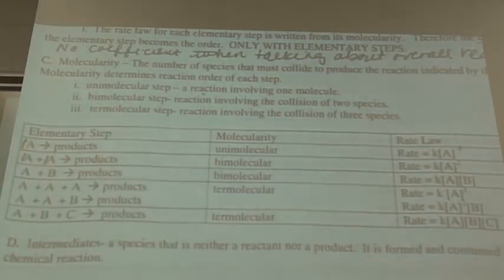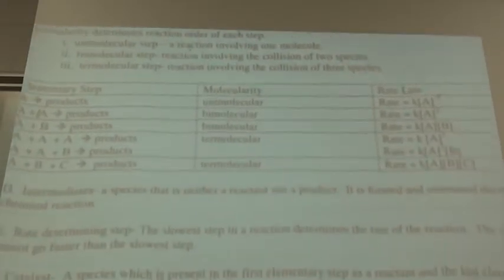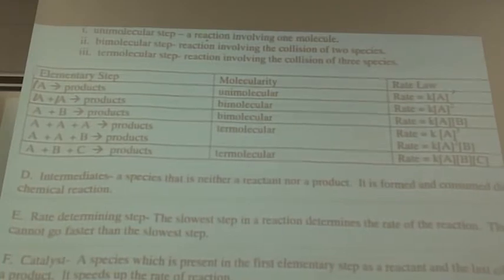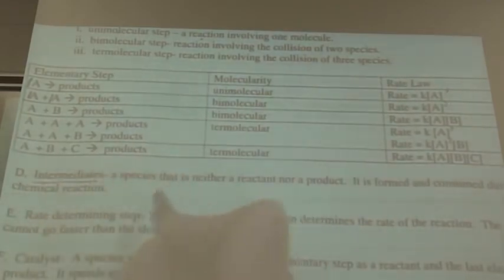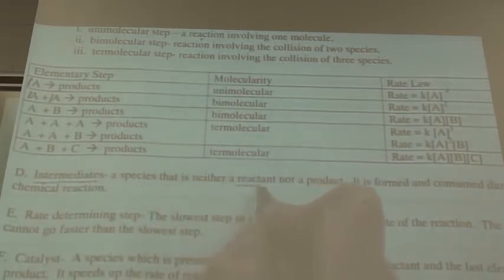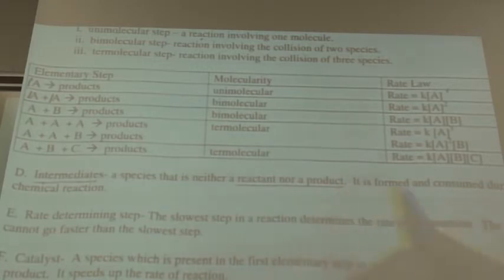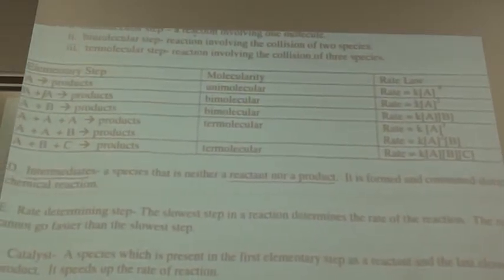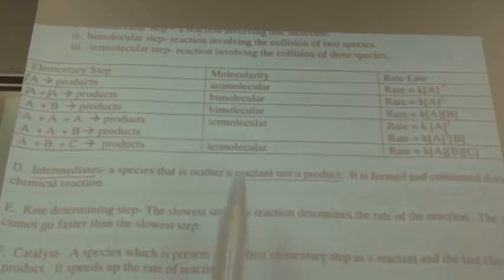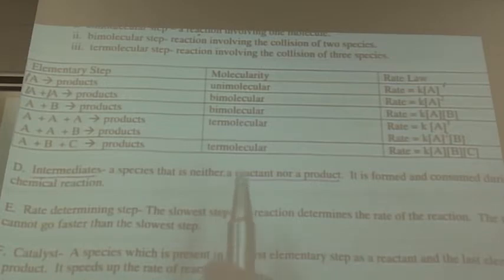Now I'm going to talk about some vocab that's not going to make sense until we are almost done. An intermediate is a species, a chemical thing, that's neither a reactant nor a product. It is formed and consumed during a chemical reaction. When you see one, you can tell what it looks like.